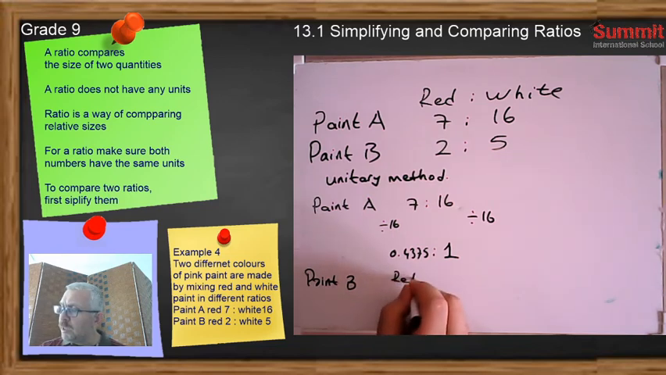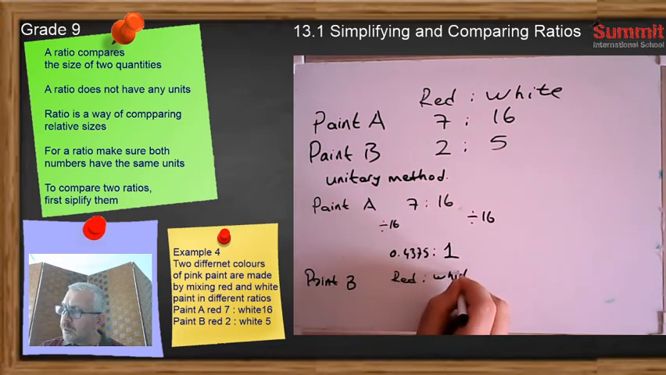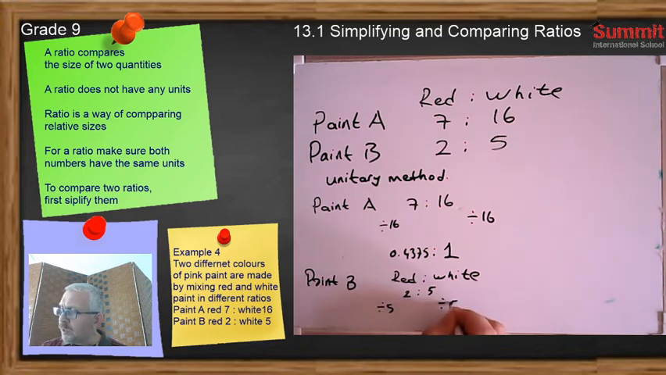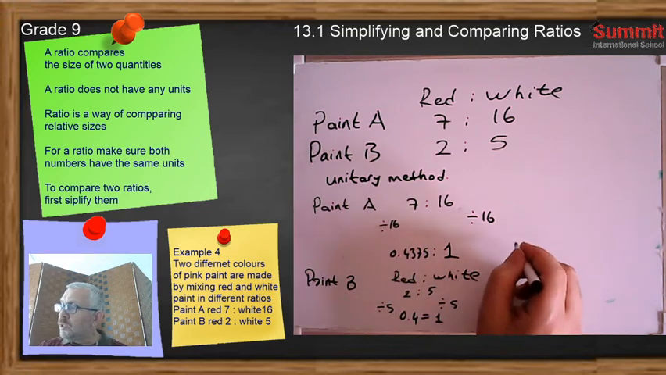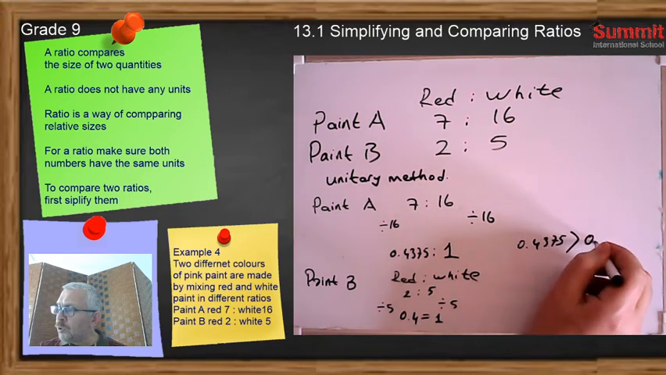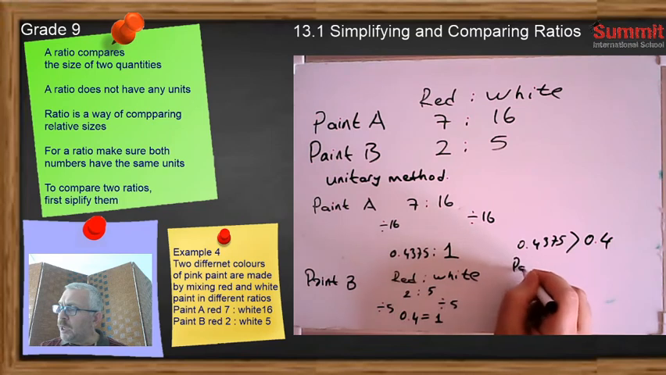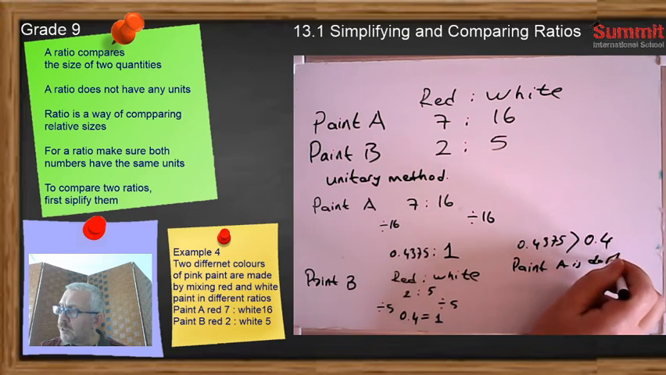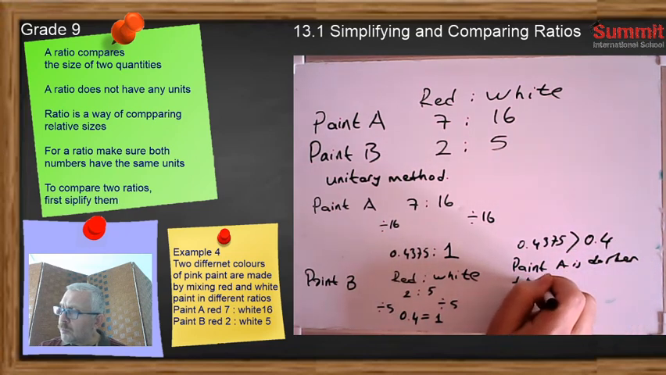Now let's do this one for paint B. This will be red and white. Now here we have the ratio 2 and 5. 2 divided by 5 and 5 divided by 5. Here we are going to get 0.4, and here we get 1. Now here 0.4375 is bigger than 0.4. Then paint A is darker than paint B.